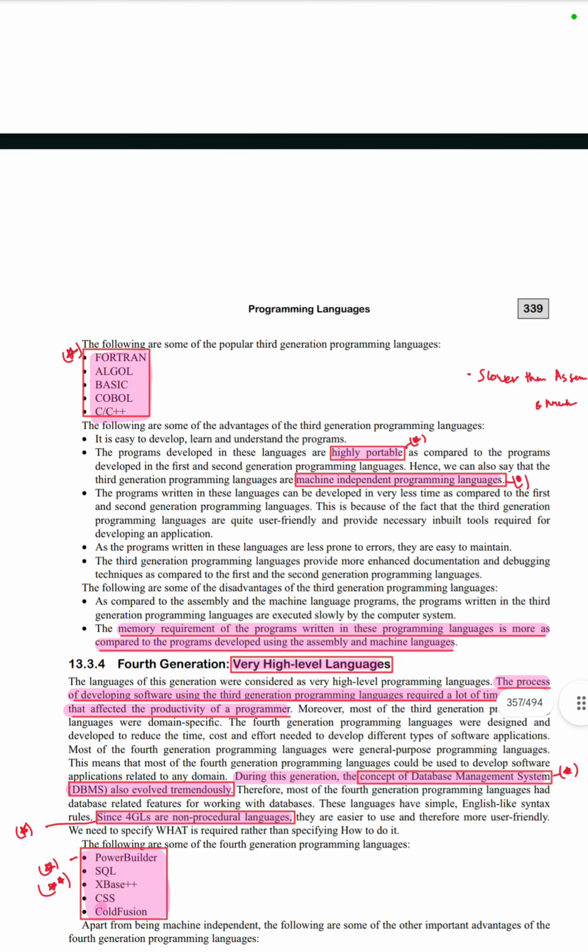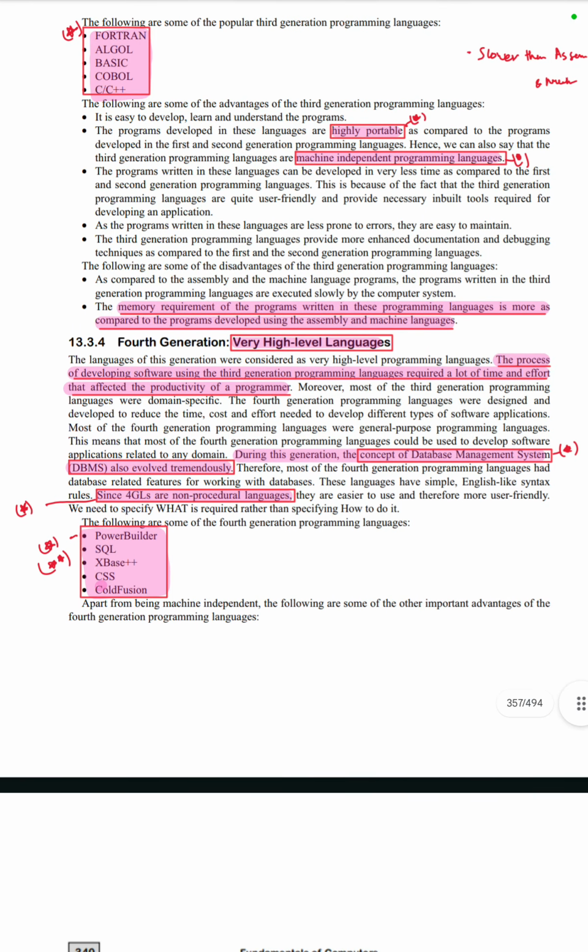Following are some of the popular third generation programming languages: Fortran, Algol, Basic, COBOL, C or C++. Programs developed in these languages are highly portable. These are machine independent programming languages. The memory requirement of programs written in these languages is more as compared to programs developed using assembly and machine languages.